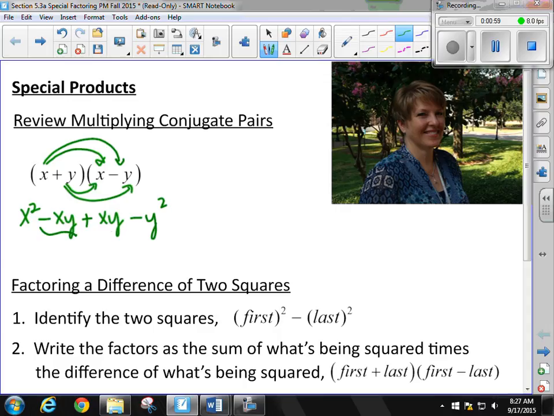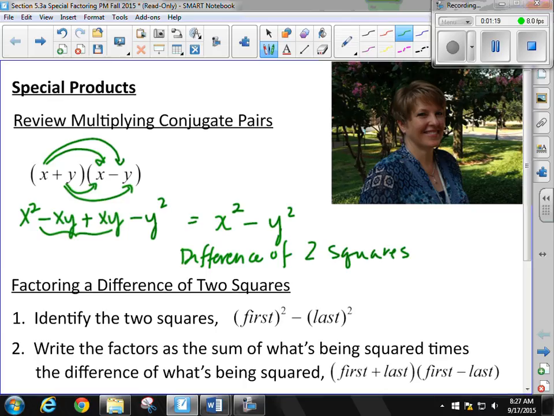Notice our middle terms cancel out. One is a positive and one is a negative. So what we're left with is x squared minus y squared. This is also referred to as a difference of two squares. We have x squared and y squared, and the difference part means we're subtracting. So this leads us to a nice method for factoring a difference of two squares.